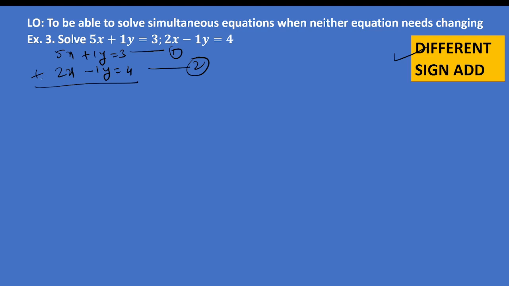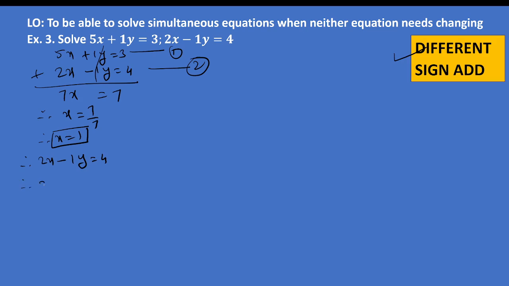Okay, so now when I put the plus sign, this 5x plus 2x will give me 7x, and the y terms will get cancelled because here we are having different signs. 3 plus 4 is 7. So therefore x equals to 7 upon 7, which will lead us to x equals to 1. Now to get the value of y, right now I'm going to use equation number 2 actually, because earlier I was using equation number 1. So which is 2x minus 1y equals to 4.